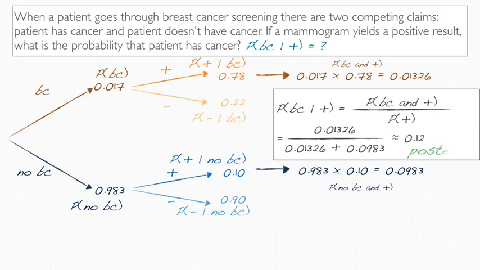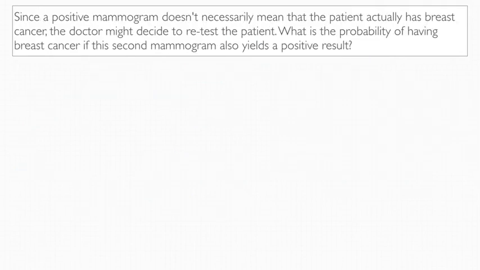This, remember, is what we call our posterior probability. Initially, we had given a 1.7% chance to this patient having breast cancer because we knew nothing about them. Then we tested them, and they tested positive. So now we have this additional information about the patient. Now, after data collection, the probability that we're assigning to this patient having breast cancer is slightly higher. It's at 12%. Since a positive mammogram doesn't necessarily mean that the patient actually has breast cancer, the doctor might decide to retest the patient.